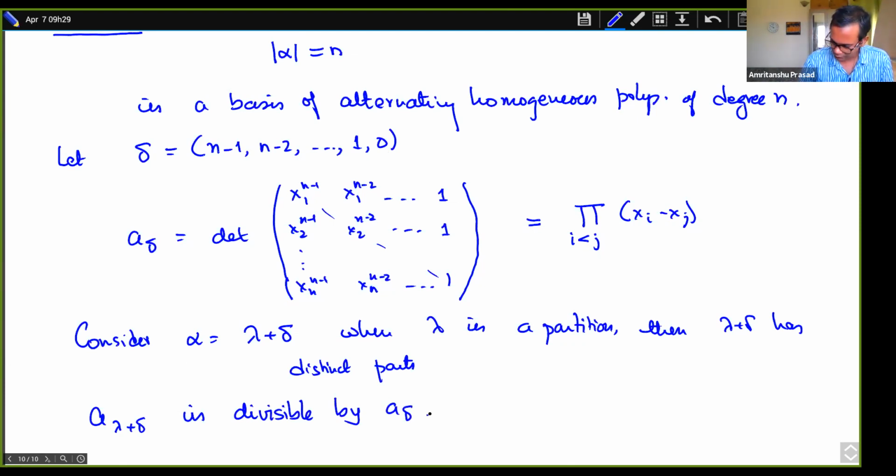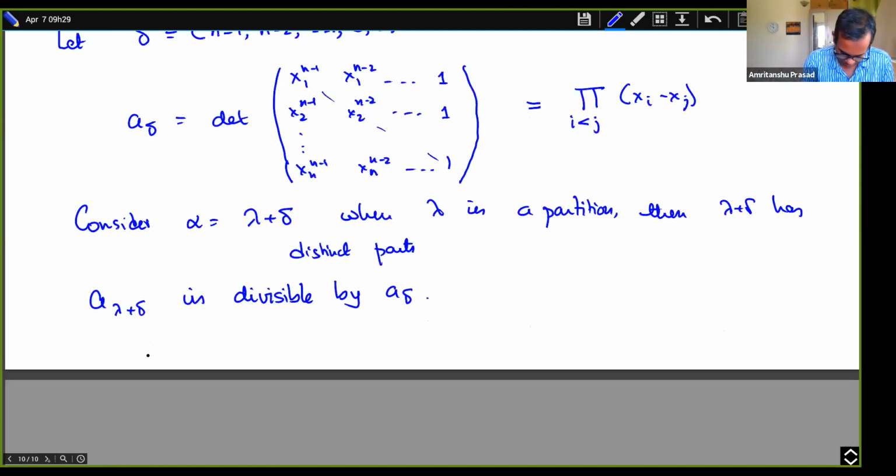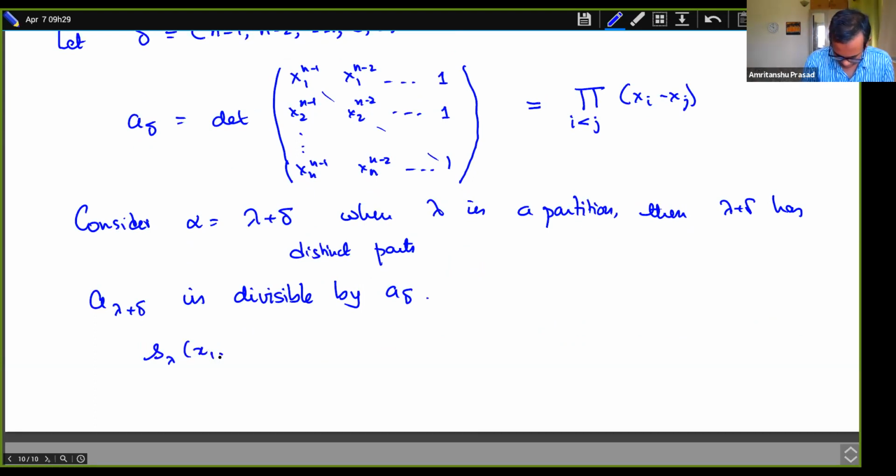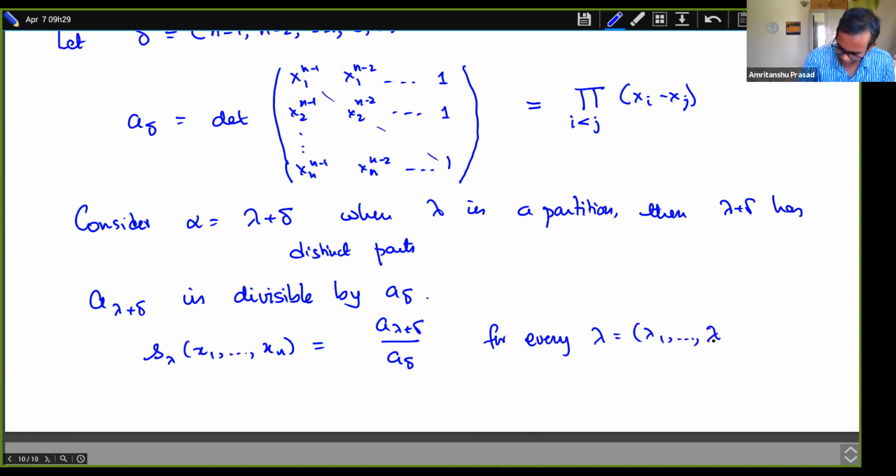And Cauchy defined the Schur function in n variables as A lambda plus delta over A delta for every partition lambda with at most n parts. Okay, so at most n non-zero parts. So we could just write it like this. Some of these parts could be zero.